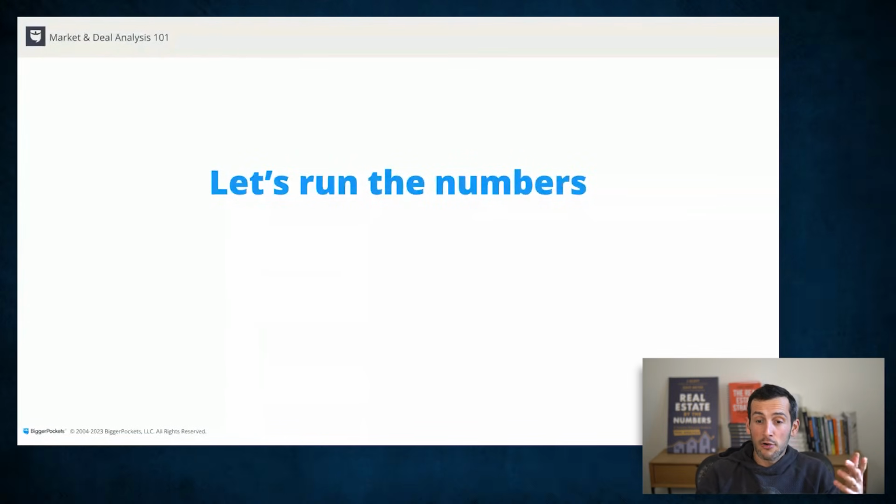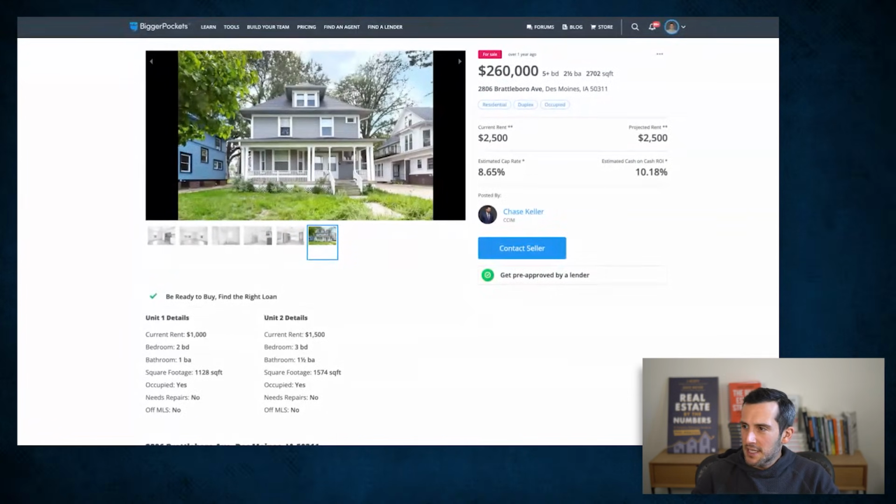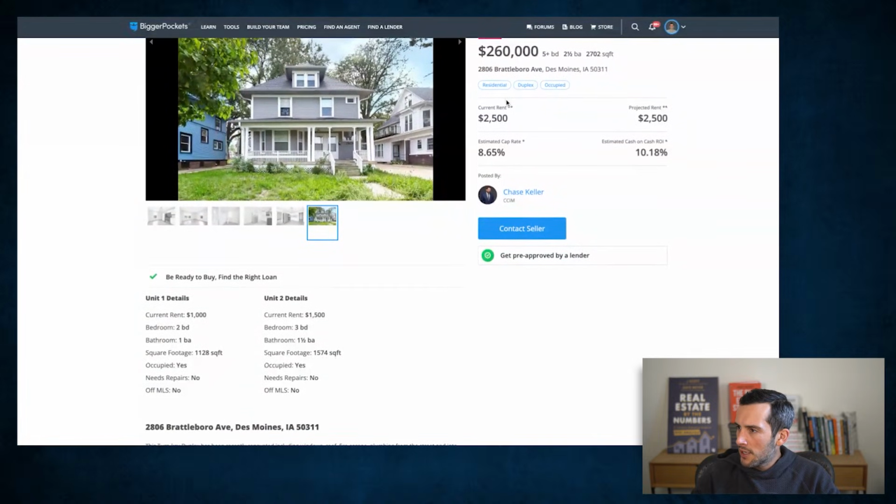The next thing we're going to do is actually run the numbers. I'm going to show you how to tell whether this deal that you randomly picked is a good deal. And to do that, I'm going to pop out of my presentation here and actually just go over to the BiggerPockets website. Here's the deal. It's 2806 Brattleboro Avenue, Des Moines, Iowa.